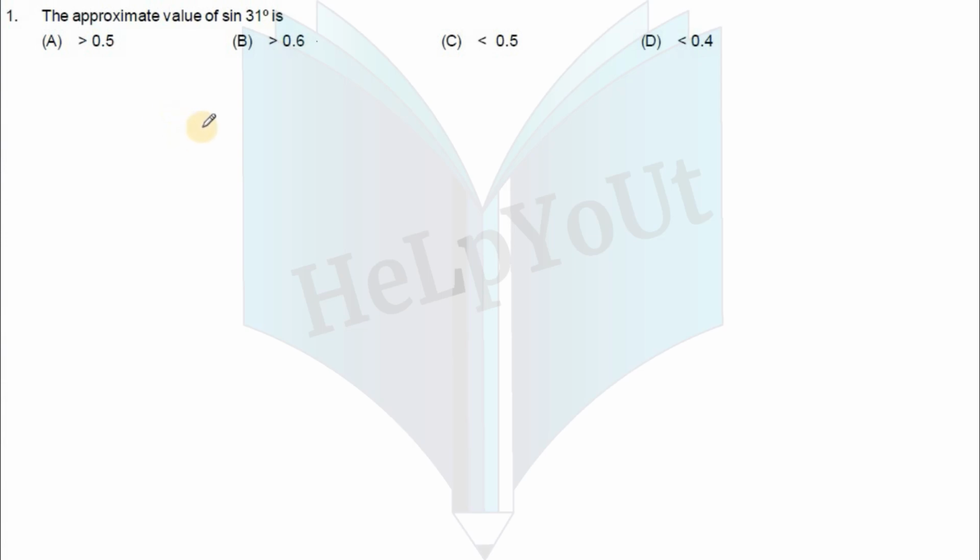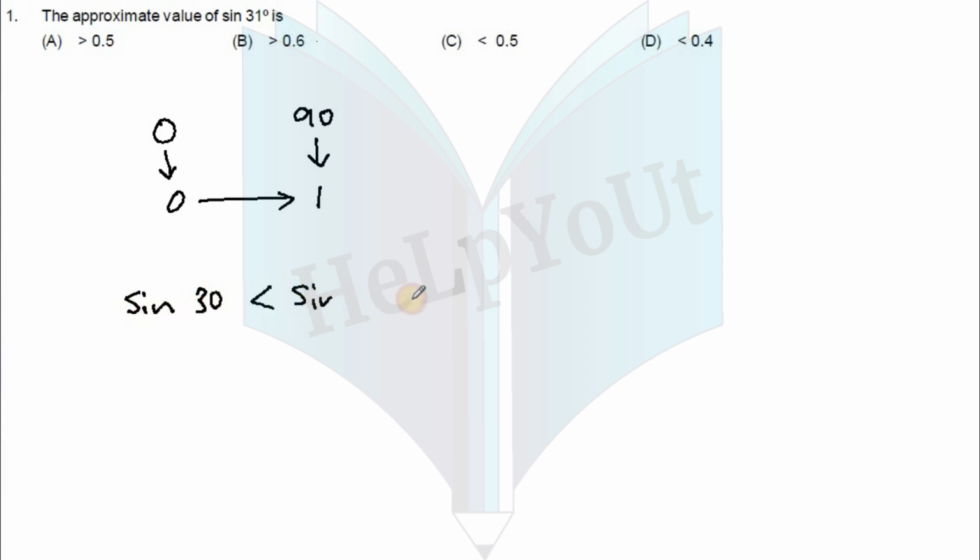We know sine is an increasing function in the first quadrant because for sine 0 we get 0 and for sine 90 we get 1. So it is increasing from 0 to 1. So what happens when we compare it with 30? Sine 30 will be less than sine 31 because sine is an increasing function, and we know sine 30 is half, that means 0.5. So sine 31 is greater than 0.5, and here is the greater than sign, so option A is true.